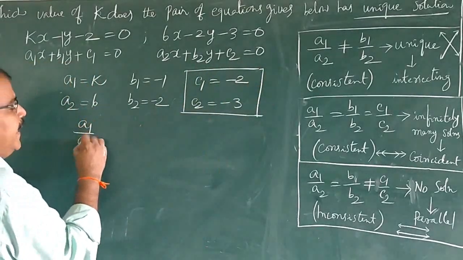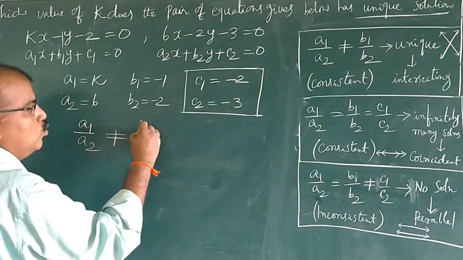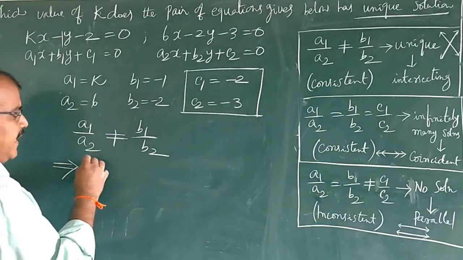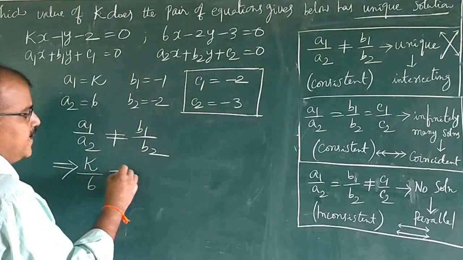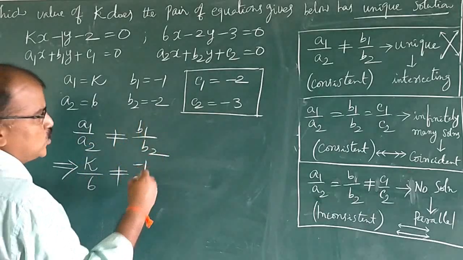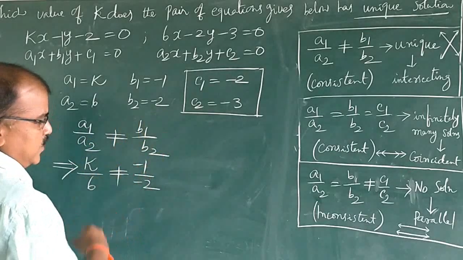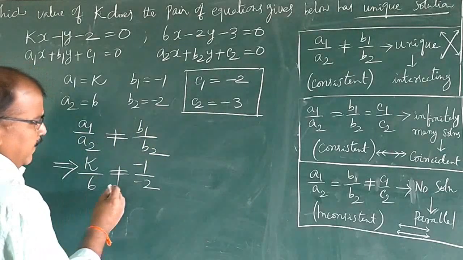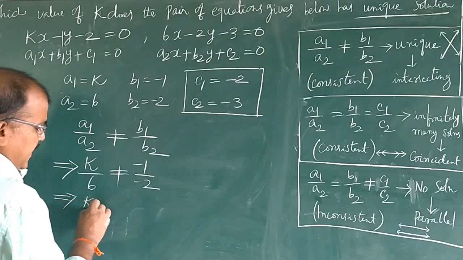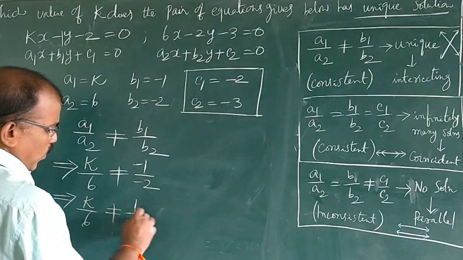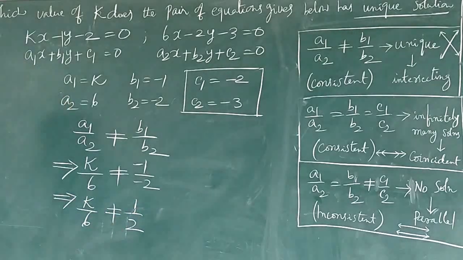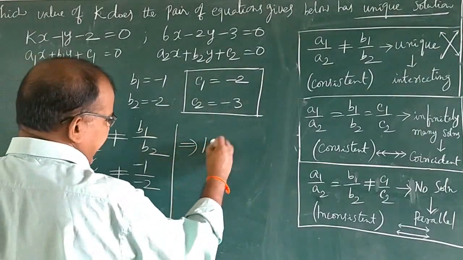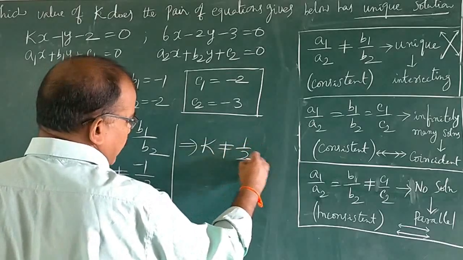a1 by a2 is not equal to b1 by b2. That implies a1 is k, a2 is 6, is not equal to b1 minus 1, b2 minus 2. That is nothing but 1 by 2. Directly you can write 1 by 2. That implies k by 6 is not equal to 1 by 2.